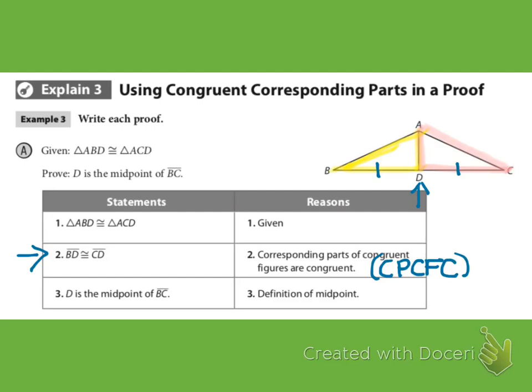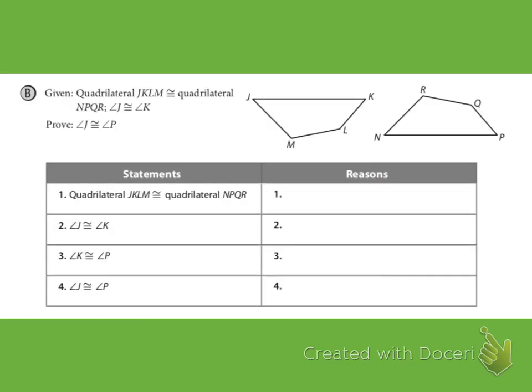So this is a really simple 3-step proof to show that in this drawing D is the midpoint. So this next one we'll actually see if we can come up with the reasons. The statements have been made of what we're trying to say in the proof, and then we just have to give the reasons.